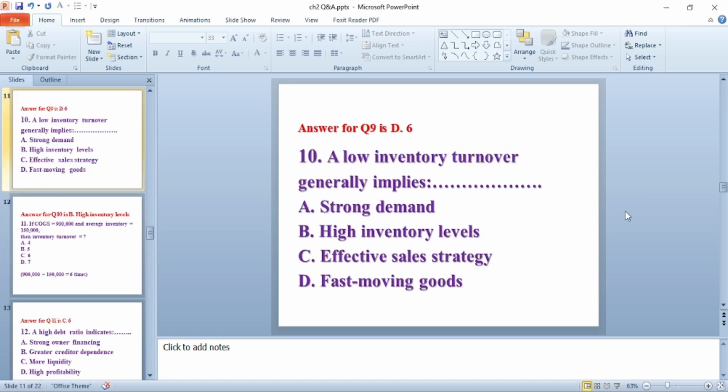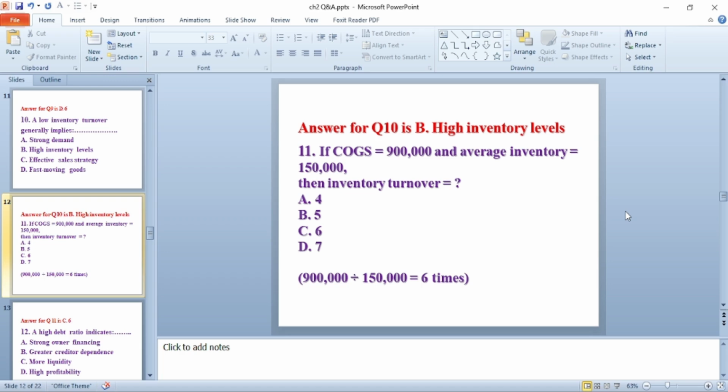Question number 10. A low inventory turnover generally implies dash: A. Strong demand. B. High inventory levels. C. Efficient sales strategy. D. Fast moving goods. The answer for this question is B. High inventory levels.